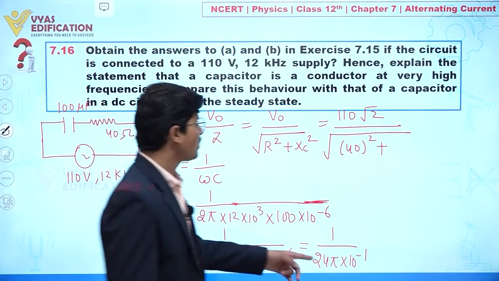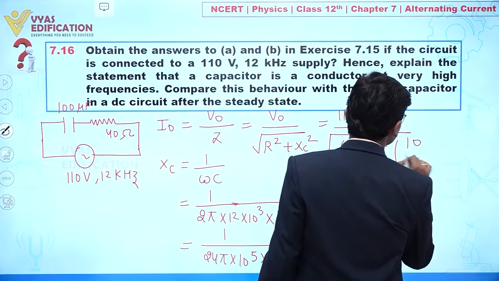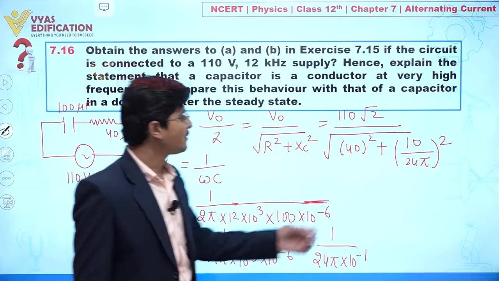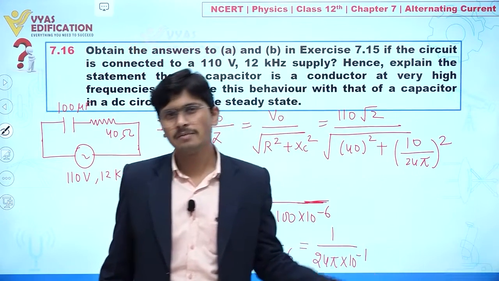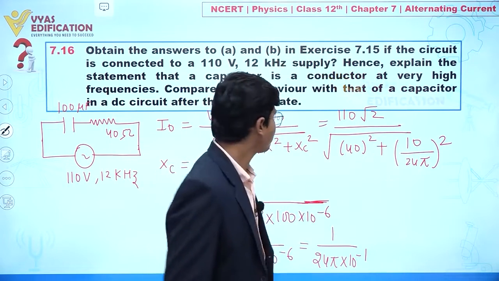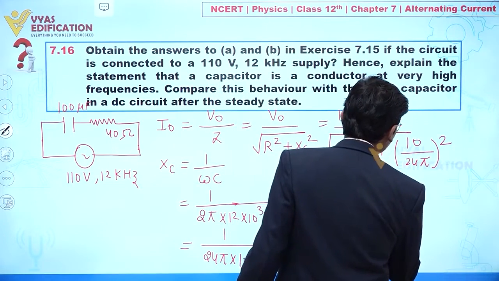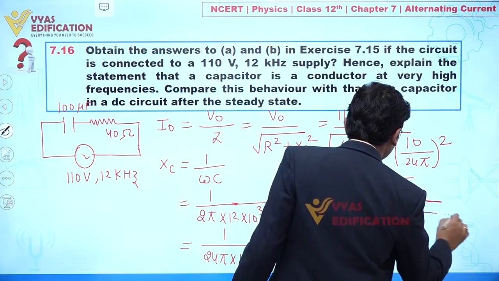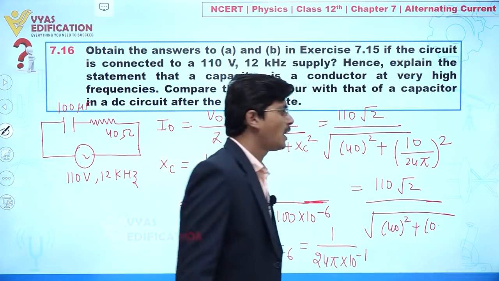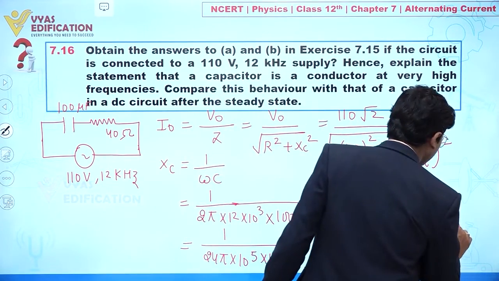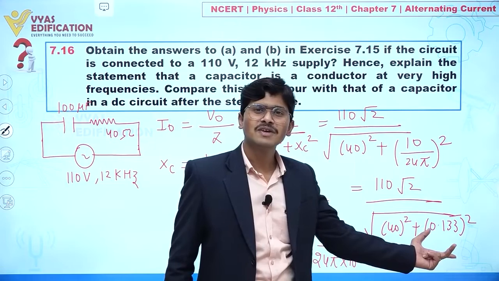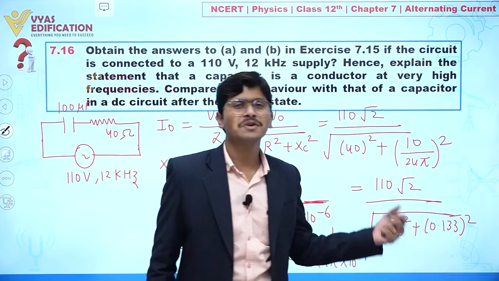Clear? So now, if you write here, this is 10 divided by 24 pi whole square. Clear? So from here, 24 multiplied by 3.14, near about 72 we are getting. Clear? And this is 0.1 something. So from here we are getting 110 under root 2 divided by under root of 40 square plus 0.133, let's suppose, and that is whole square. Now the value of this 0.133 is very small compared to this 40 square. Clear?